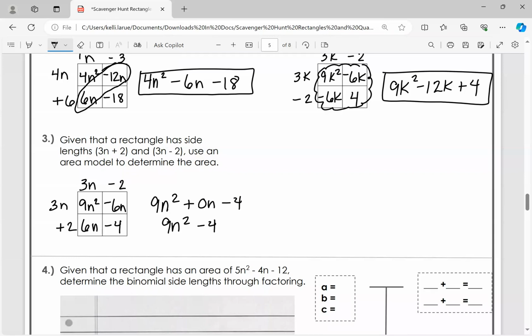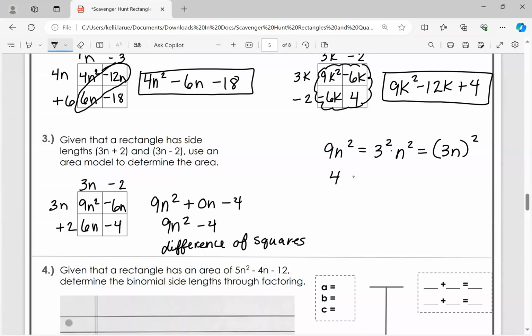I do want to point out that this is called a difference of squares, which is a special pattern for you to recognize. And a difference of squares is when we have one perfect square minus another perfect square. So let's talk about that. 9n squared is technically the same thing as 3 squared times n squared, which is truly the same thing as 3n squared. And then the 4, that's the same thing as 2 squared. Okay, so what we really have here is 3n squared minus 2 squared.